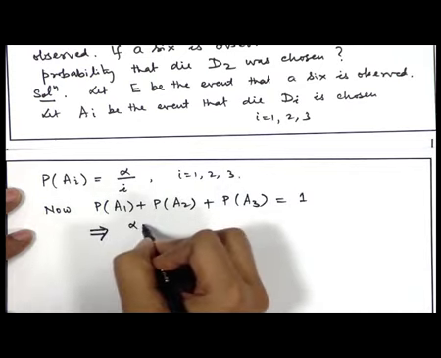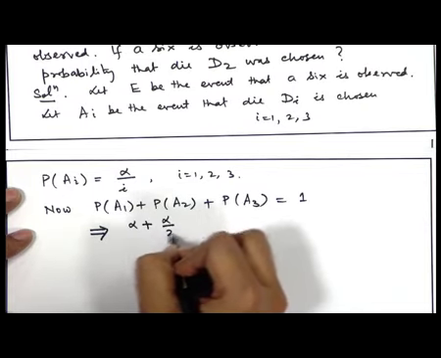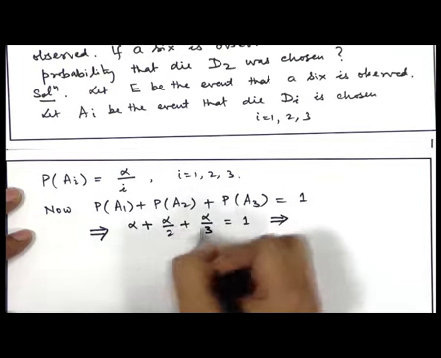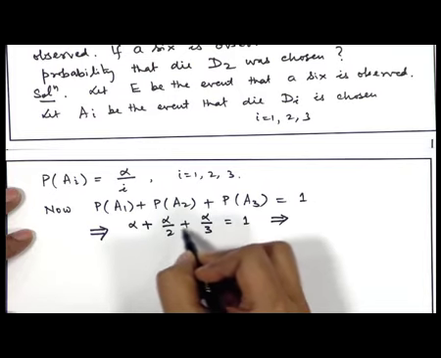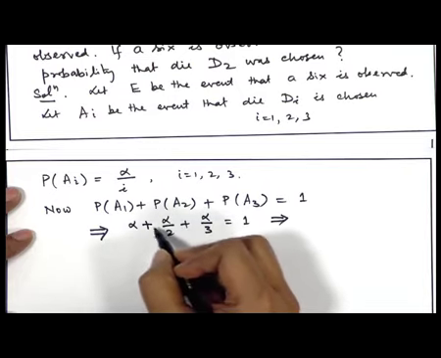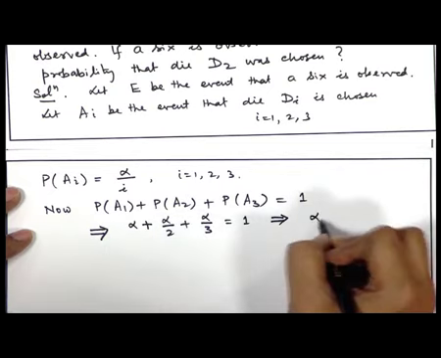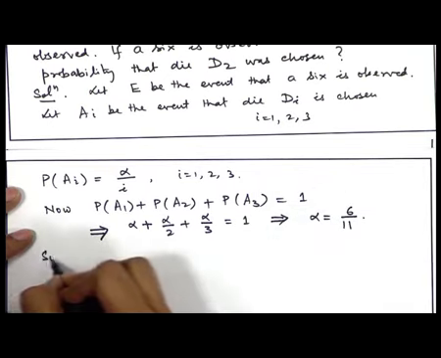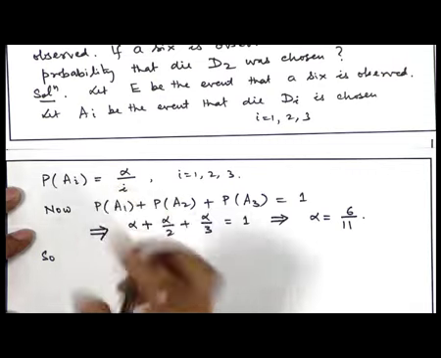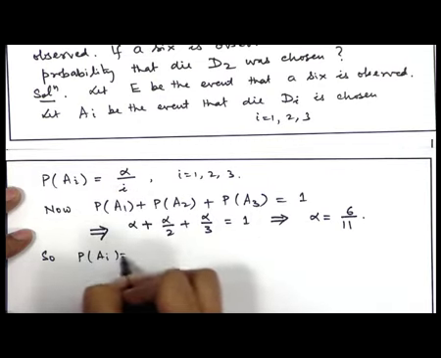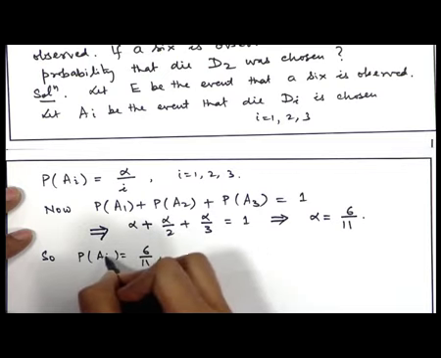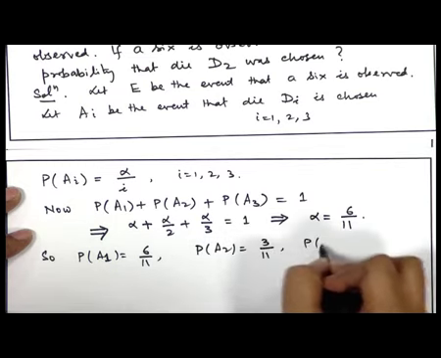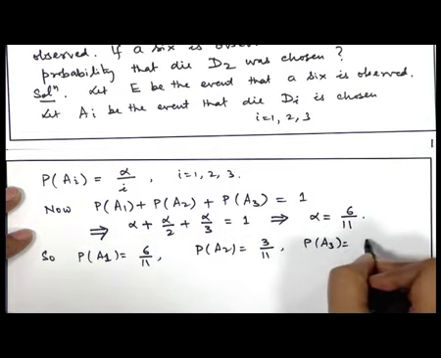So, probability of A1 is alpha by 1, probability of A2 is alpha by 2, and the probability of A3 is alpha by 3. So, that is equal to 1. If you simplify this, it becomes 11 by 6. So, you get alpha is equal to 6 by 11. If we substitute back in the probability of Ai, I get probability of A1 is 6 by 11, probability of A2 is 3 by 11, and the probability of A3 is equal to 2 by 11.